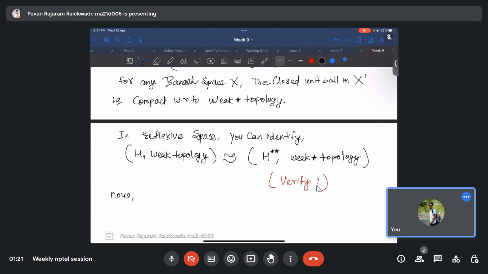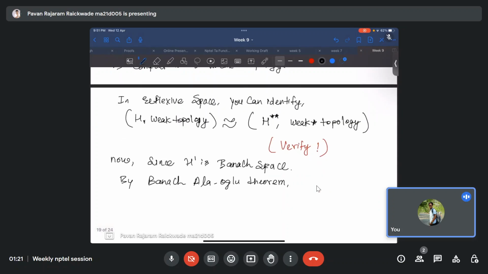Now, since H dash is a Banach space, by the Banach-Alaoglu theorem, we know that the closed unit ball in H star star, I mean, when I say dash, it's star, it's equivalent here, the closed unit ball in H dash star star is compact with respect to the weak star topology.